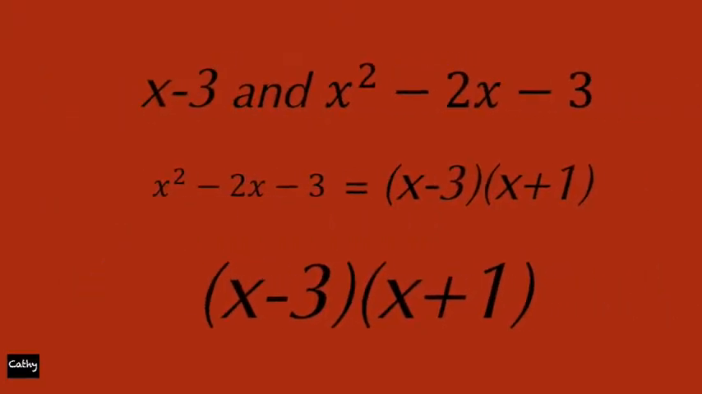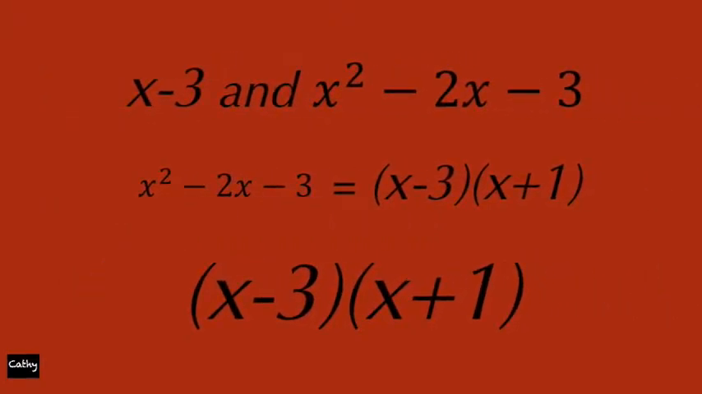Let's have a harder one with a variable. The LCD between x minus 3 and x squared minus 2x minus 3. The first thing we need to do is factor the x squared minus 2x minus 3. Then it equals x minus 3 times x plus 1. The method I use to figure out the LCD is to use your eyes and see if the variable phrases are not repeated, because the second term already has the x minus 3. So the LCD between these two phrases would be x minus 3 times x plus 1.